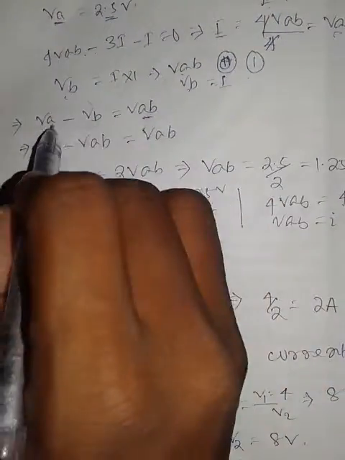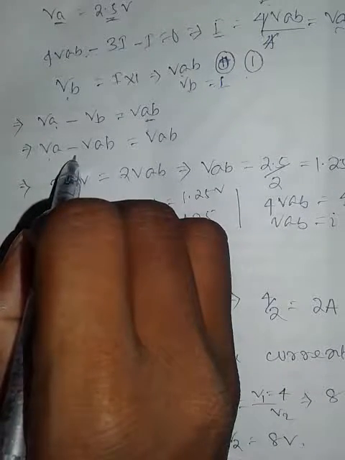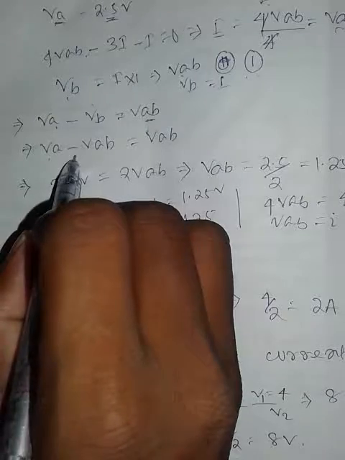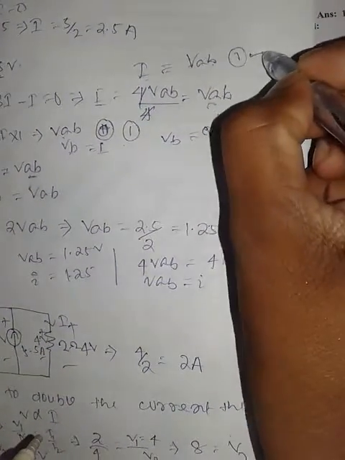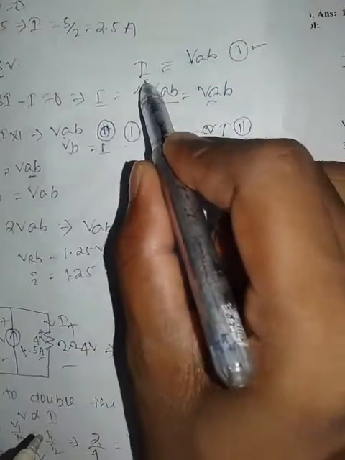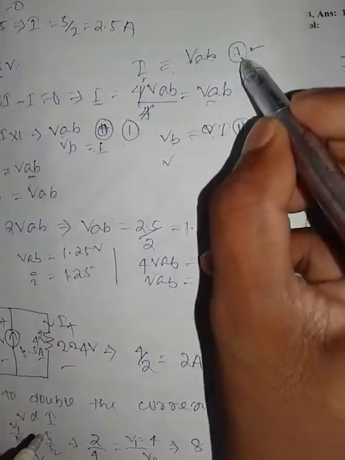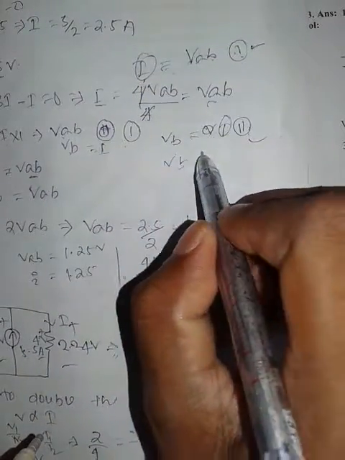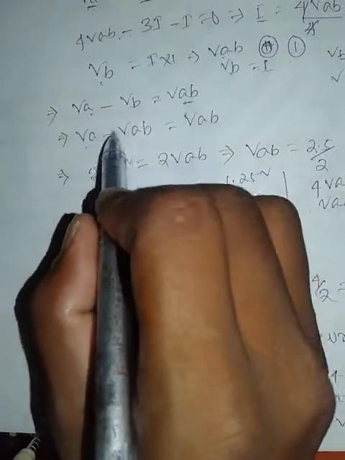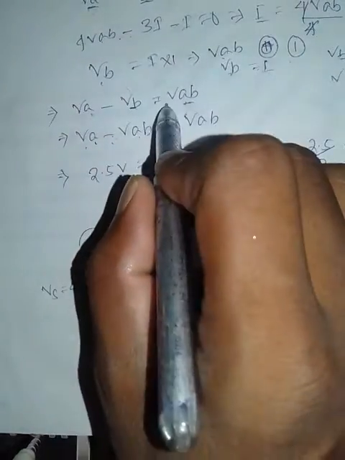So VAB we can write as VA minus VB. See, this is equation 1 and this is equation 2. So I is equal to VAB and VB is equal to I. So from equation 1 and equation 2, we can say that I is common. So VB is equal to VAB. So in this figure, in terms of VB we can write VA minus VAB is equal to VAB.